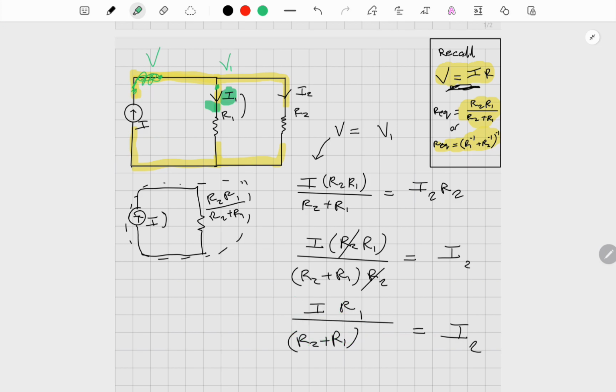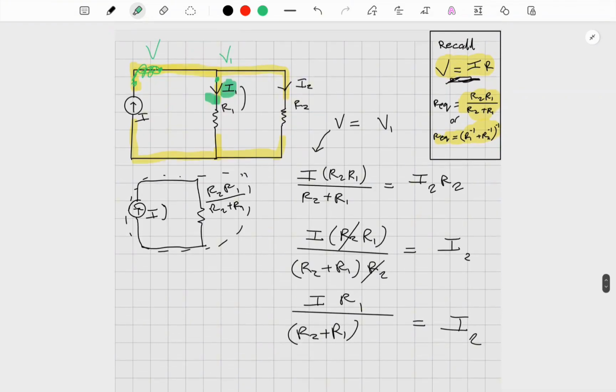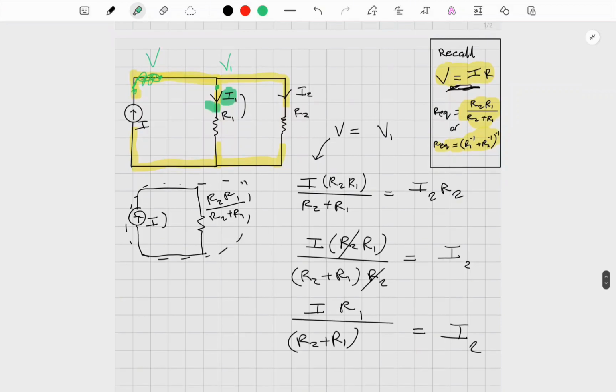And that's pretty much it for this video. I just want to go over current divider and where the formula comes from, because most professors don't really go over that. They just show you this is the formula and apply it to this circuit. And I'll be going over examples later down the road, and hope you enjoy.